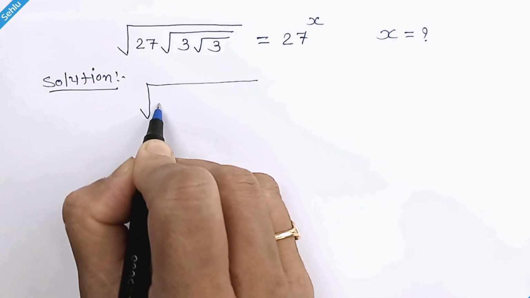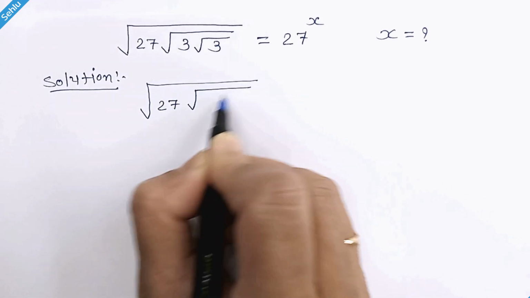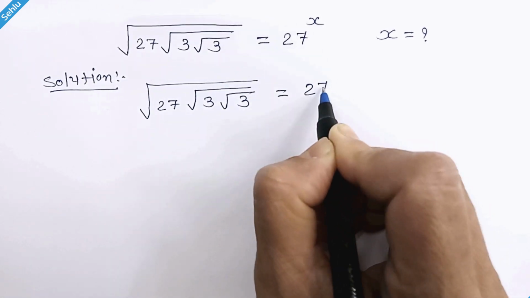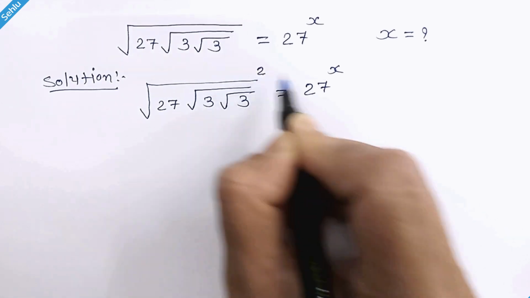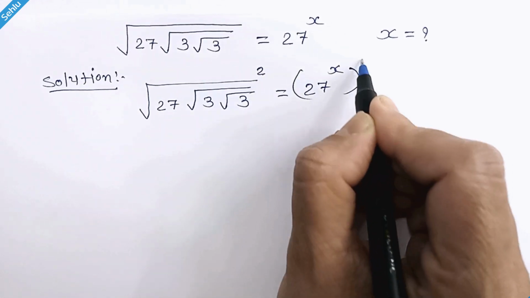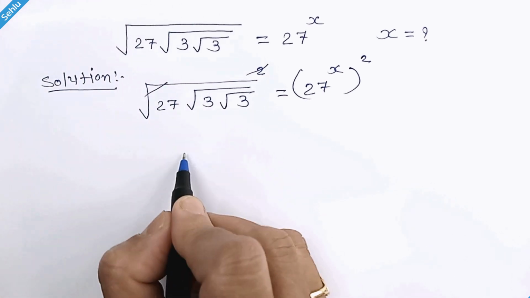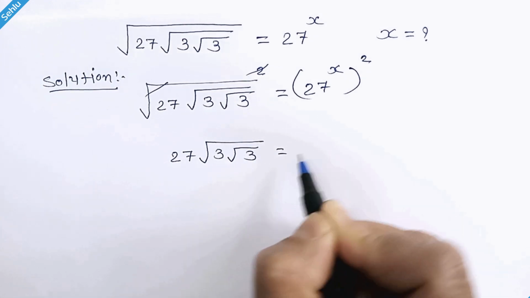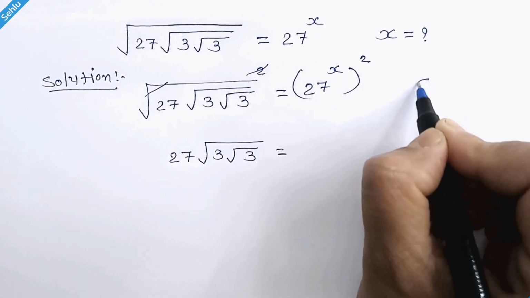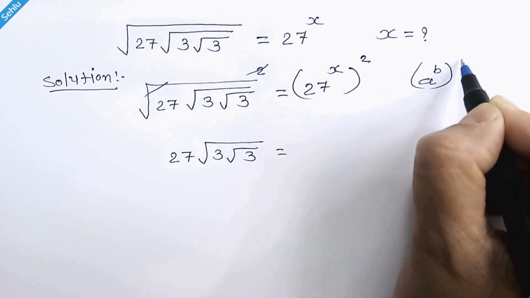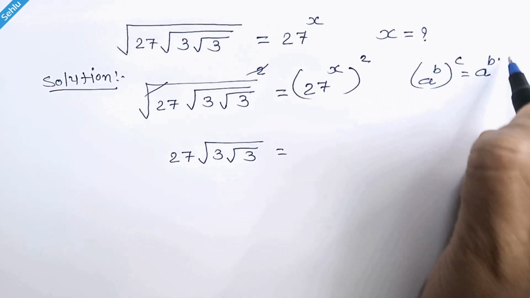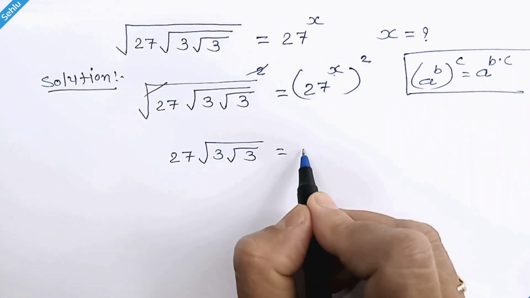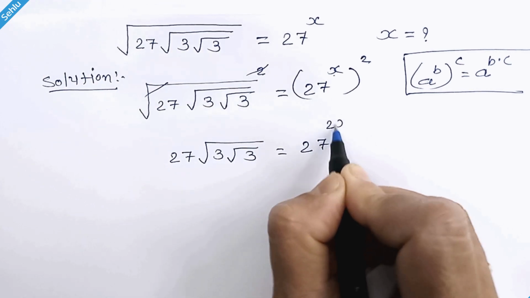√(27 √(3 √3)) is equal to 27^x. In the first step we will square both sides. So this square and square root get cancelled out, is equal to, now let's recall a rule where (a^b)^c can be a^(b times c). So in this manner we can multiply these two, so it will be 27^(2x).